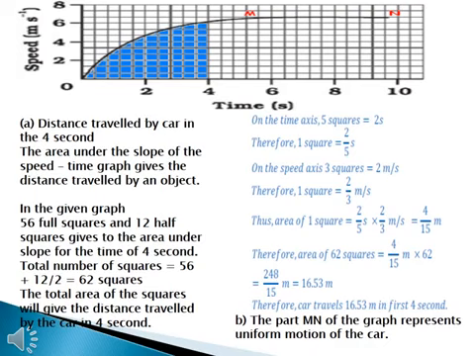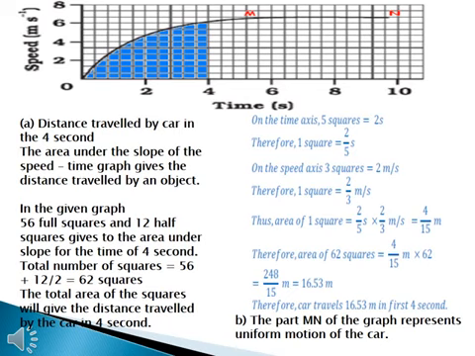This is the requirement for the calculations. On the time axis, let me take 5 squares equal to 2 seconds. Therefore, 1 square is equal to 2 by 5 seconds. On the speed axis, let me take 3 squares equal to 2 meter per second. Therefore, 1 square is equal to 2 by 3 meter per second.